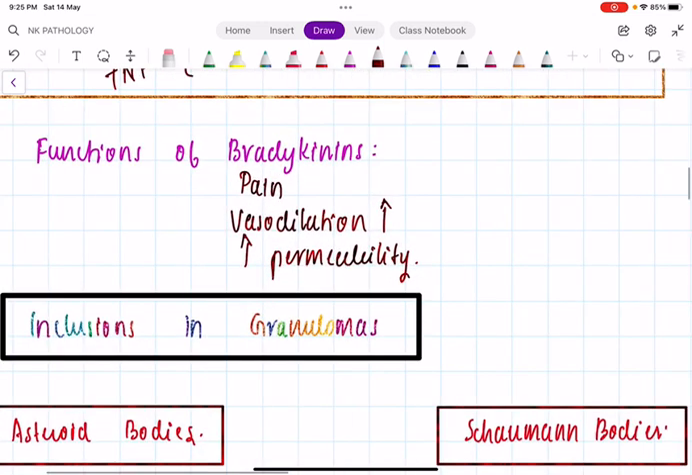Then the 3 important functions of bradykinin are pain, vasodilation and increased vascular permeability. They are straight MCQ questions.